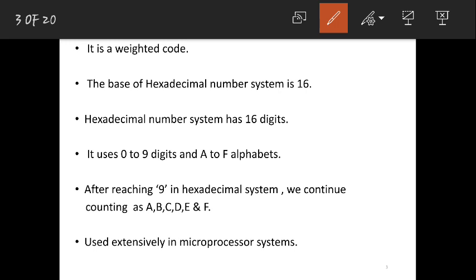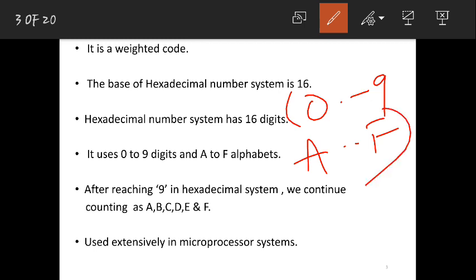If I write this, I'll write 0 up to 9, then after 9 I have A, B and so on up to F. So in total we have 0 to F. Generally, F if we convert to decimal we get 15. So 0 to 15, in total we have 16 symbols in this hexadecimal. After reaching 9 in the hexadecimal system, we continue A, B, C, D, E and F.